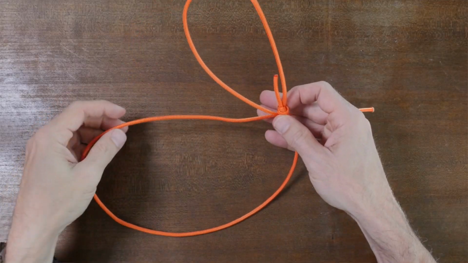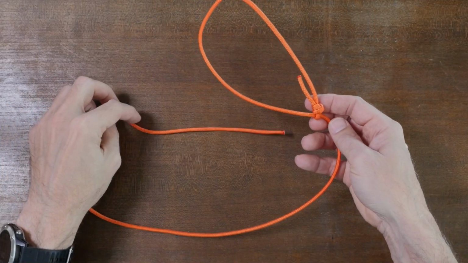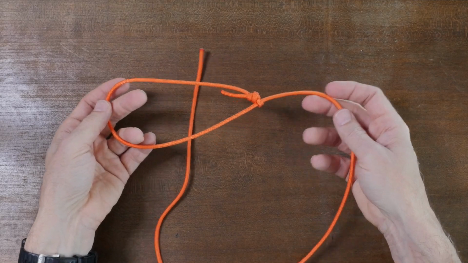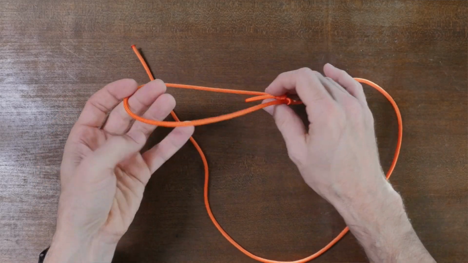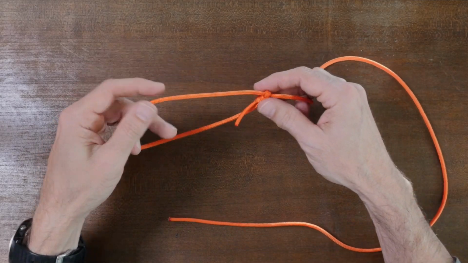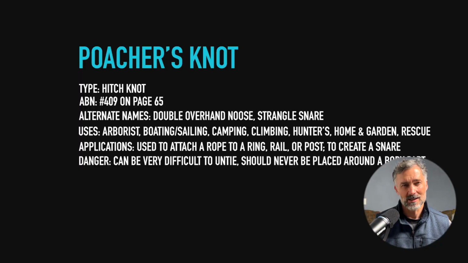Normally, we'd try to avoid running the long length of a standing rope through the knot, but in this case of a snare, the standing line will only be a few feet long, so it's easily managed. There are a couple dangers with the poacher's knot. The first is that it can become very difficult to untie, depending on what type of rope you use, and also how tight it's cinched up, and also possibly if it's undergone some shock or been heavily loaded. The other danger is that we are creating a noose, so you should never place the poacher's knot around a part of a body.